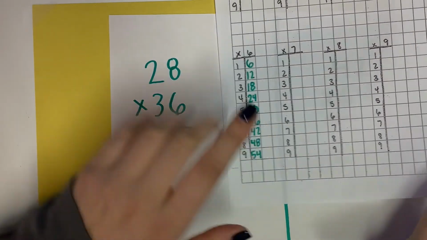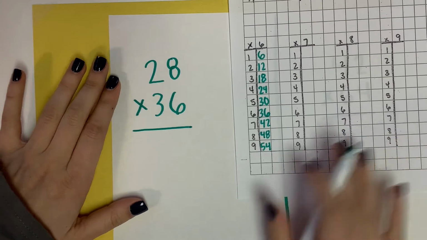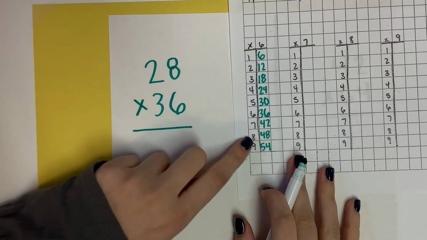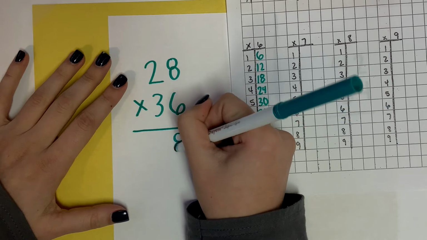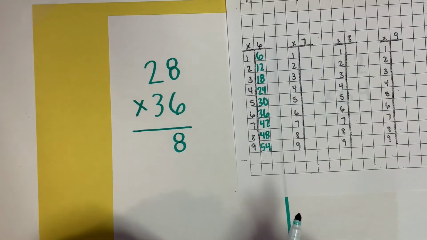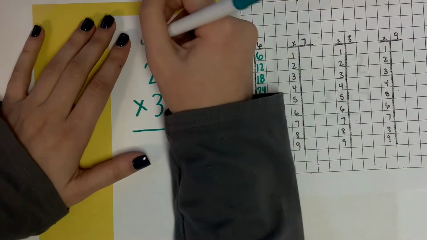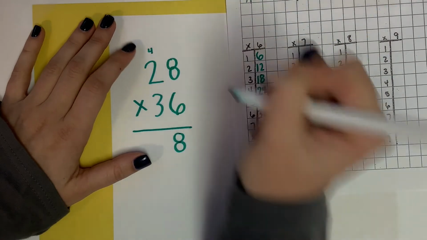So, okay, now I've got these ready to help me. So 6 times 8 is 48. So I'm going to put the 8 in the ones place. And I'm going to put the 4 above the tens place so I can add it as I go.